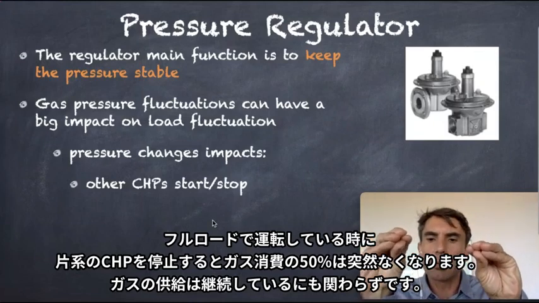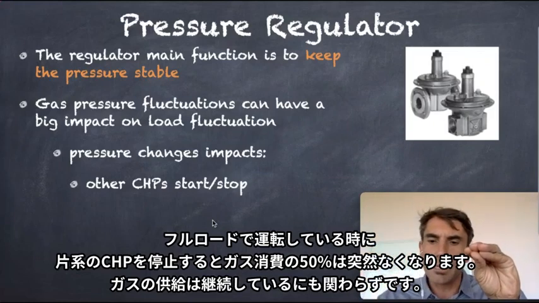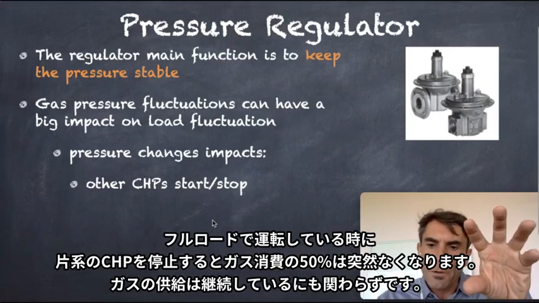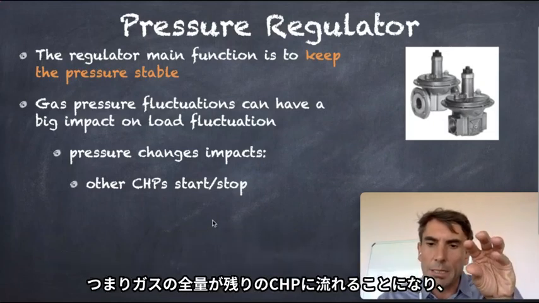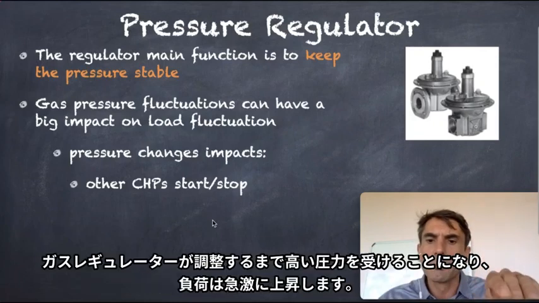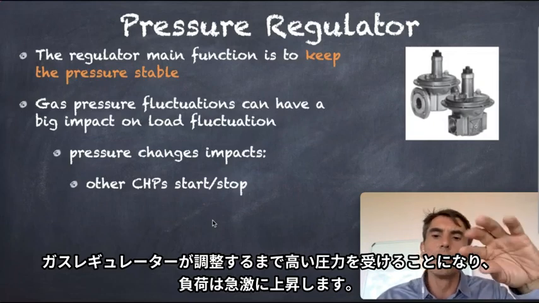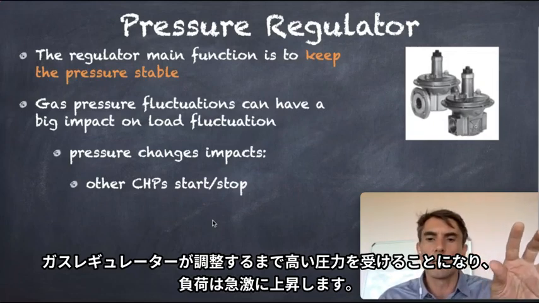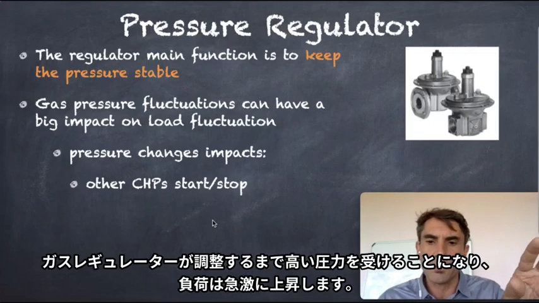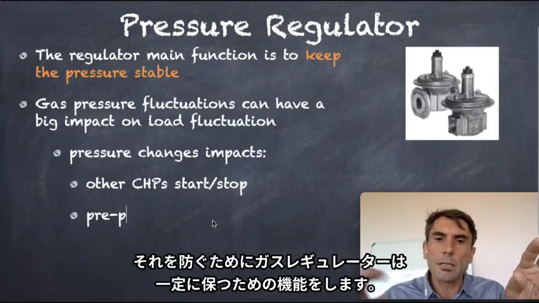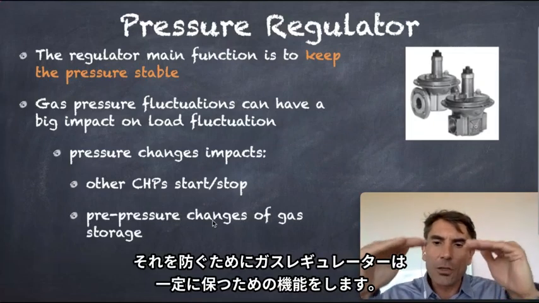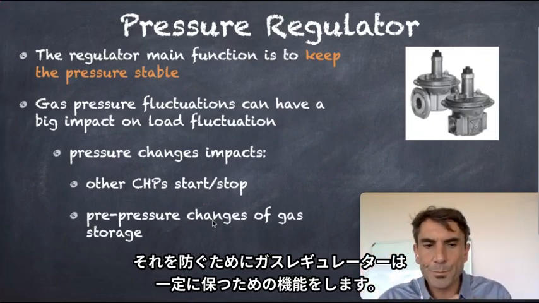Now you have to understand what happens if one switches off. Immediately 50% of the gas flow is not used anymore, but the flow is still there. That means the other CHP will get a pressure peak and will rise in load, or get a peak of the load as well, until we can regulate the gas supply back to usual. And to prevent that, the gas pressure regulator can compensate these fluctuations.